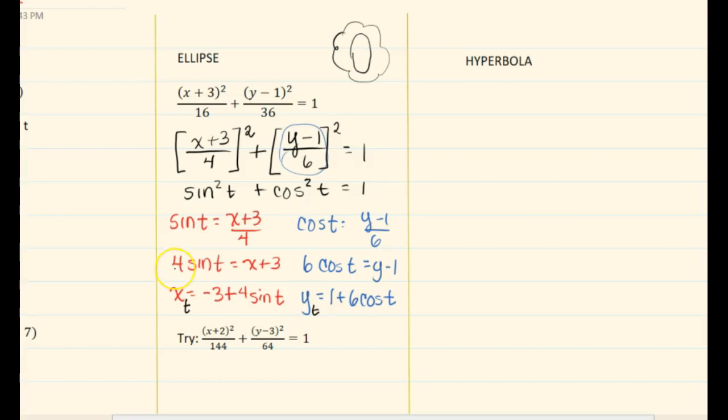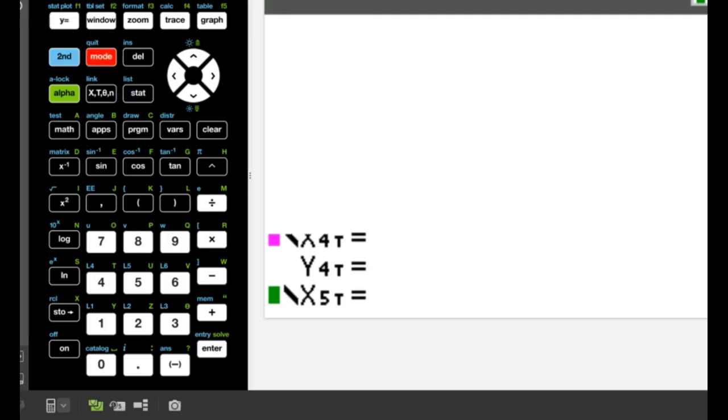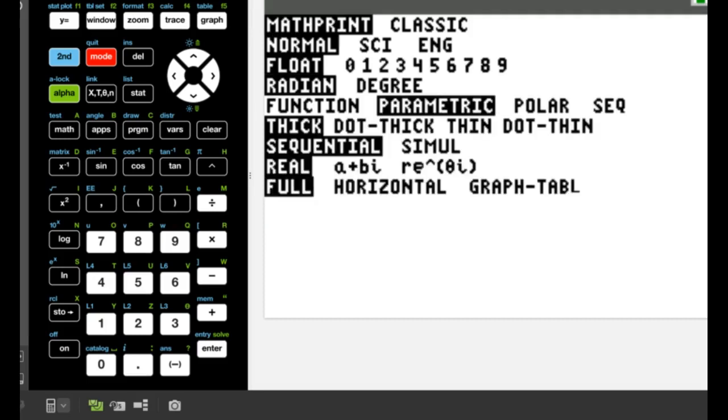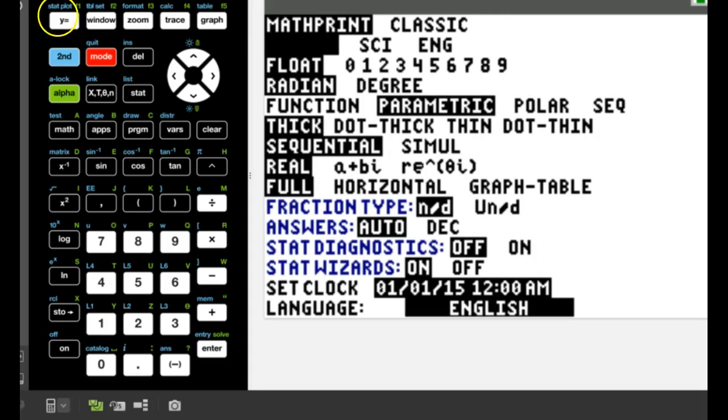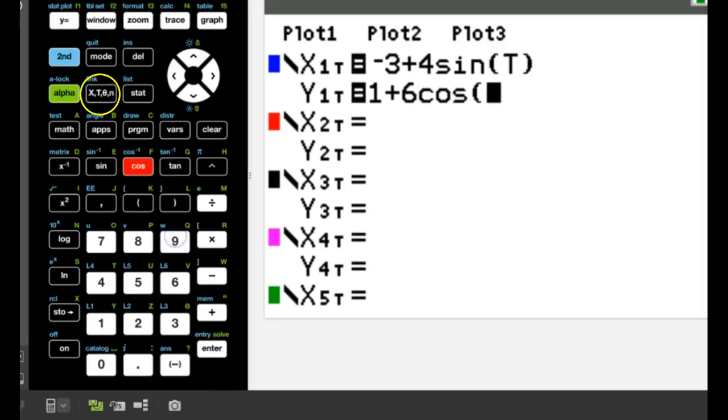So I'm going to go ahead and put these in a calculator so we can see what we get when we graph. Remember, we need to make sure our calculator is in parametric mode as well as radian mode. So when I go to y equals, we are ready to input our x equation as well as our y equation. For our x of t, we're going to have negative 3 plus 4 sine of t. And for our y equation, we're going to have 1 plus 6 cosine of t.